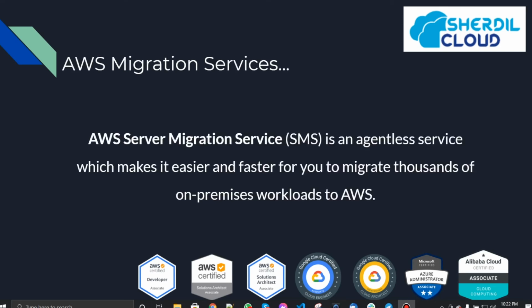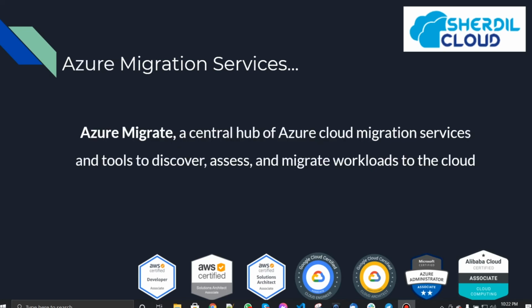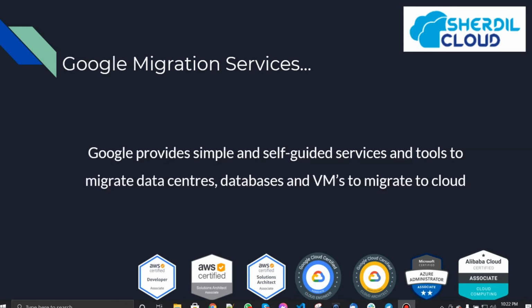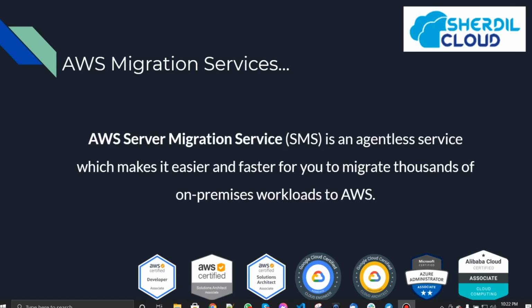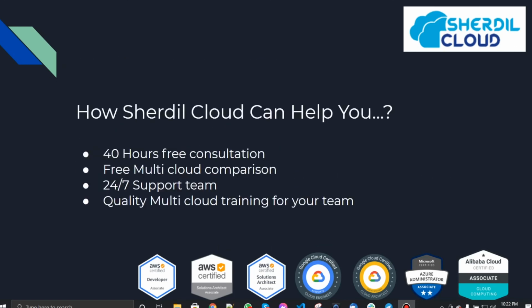Let's talk about the AWS migration. If you plan to move to AWS, you can use the AWS Server Migration Service. What does it mean? It is one of the services which helps you seamlessly migrate your infrastructure from your on-premises hypervisors like VMware or Hyper-V to the AWS cloud using an agentless solution. It is the same for Azure migration and Google migration services. Almost all of them are the same, with different proprietary services.